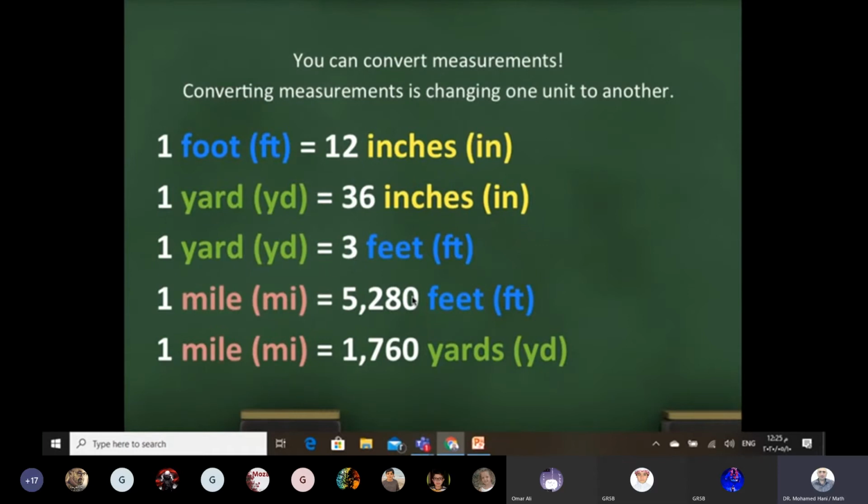You can convert measurements. Converting measurements means you are changing one unit to another. For example, we can change feet into inches, and common measurements would be 1 foot is equal to 12 inches, 1 yard is equal to 36 inches, 1 yard is also equal to 3 feet, 1 mile is equal to 5,280 feet, and 1 mile is also equal to 1,760 yards.